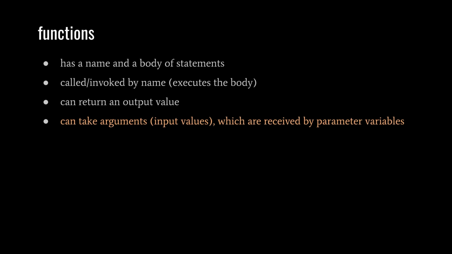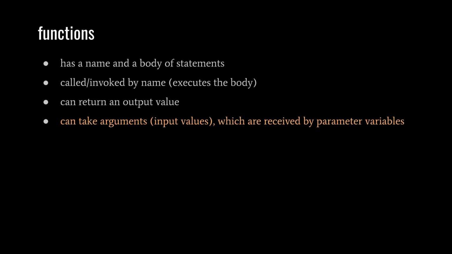So for example, if my function foo has two parameters a and b, that means when I call the function, I have to provide two arguments, two values, and the first argument is assigned to the first parameter a, and the second argument is assigned to the second parameter b. And then in the body of the function, I can do whatever I want with those two parameter variables.